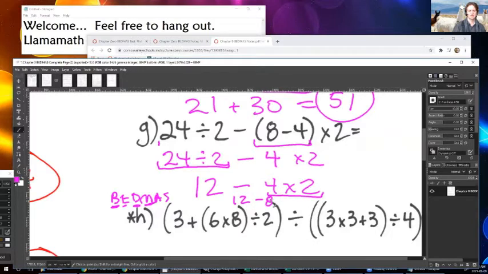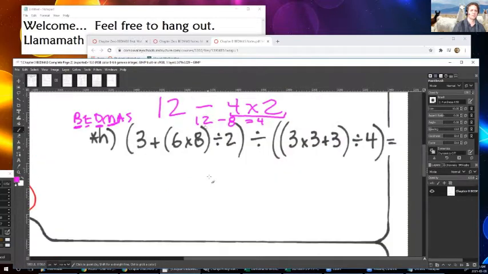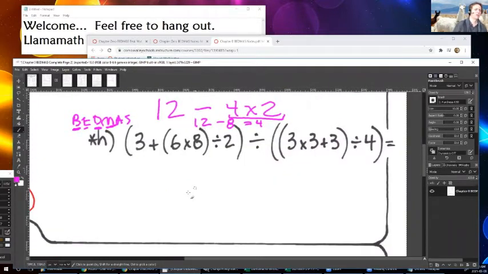4 times 2 is 8. So I'm just replacing the 4 times 2, which is the 8. So 12 minus 8 is equal to 4. So I'm just going to write that up here. That was a bit messy. I'll try to write a bit smaller in this next one. Okay, here's the test of all tests until we come to the next one.